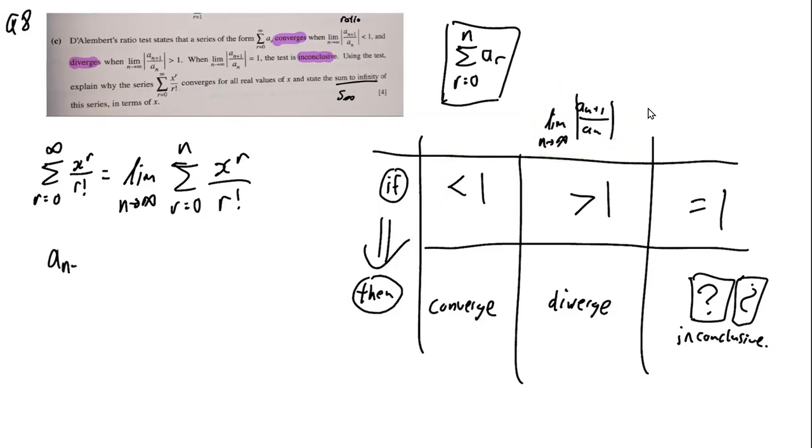Tell me what is an. It is actually just x power n over n factorial. Then because you see here is AR, then it becomes an plus 1 and an. So what is an plus 1? It's x power n plus 1 over bracket n plus 1 bracket factorial. So now you need to calculate an plus 1 divided by an. So what's that?